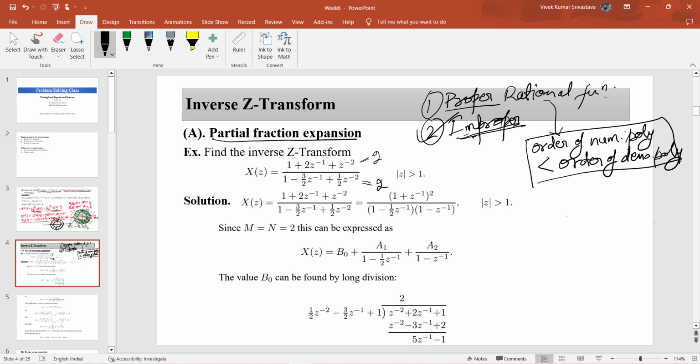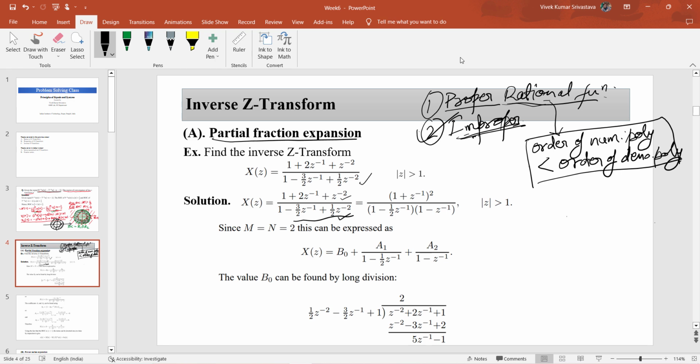So for finding out the inverse z transform, we have to first convert this rational function into a proper rational function, and then we will find the inverse z transform. For that, we will first divide the numerator by the denominator given in the rational function form. Here I am dividing the numerator with the denominator, as you can see.